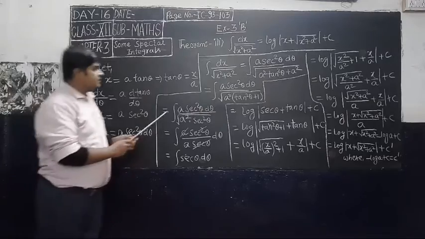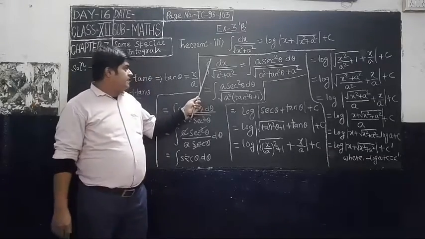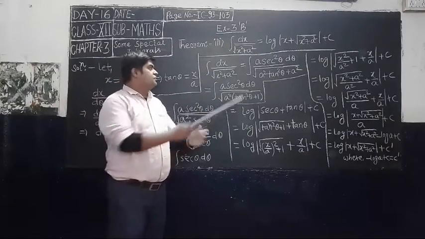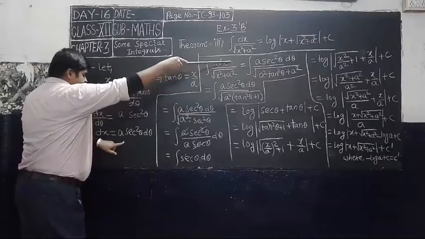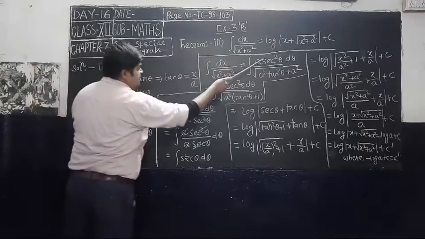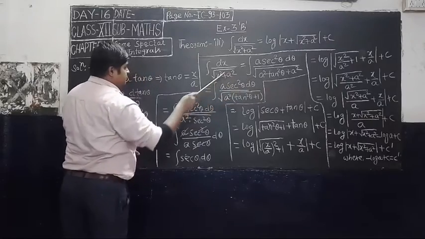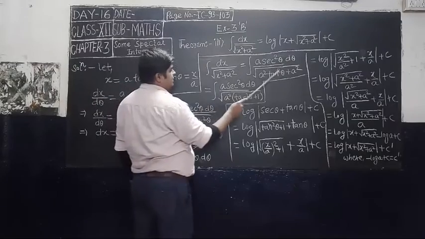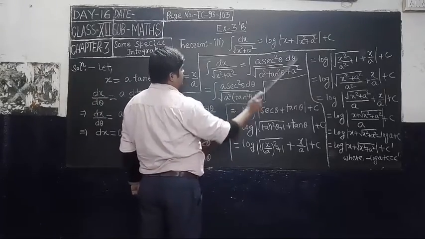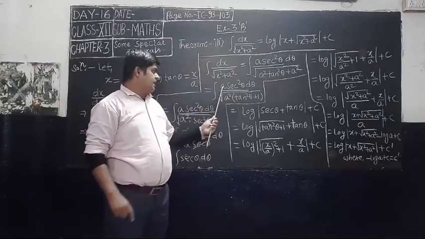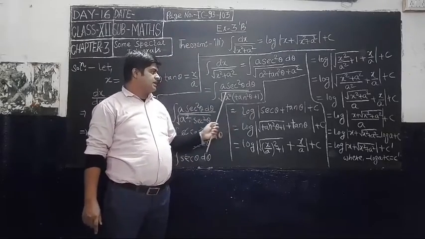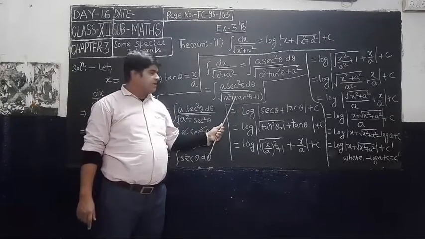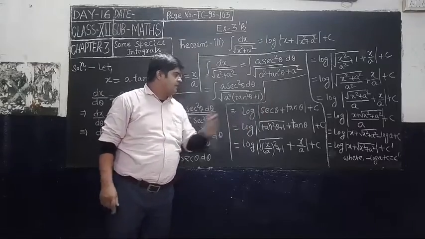Now you have to find the integration of dx by under root x square plus a square. You will put the value of dx is equal to a sec square theta d theta, and put the value of x is equal to a tan theta, so x square becomes a square tan square theta plus a square under root term. Integration a sec square theta d theta by under root, you will take a square as common, a square bracket tan square theta plus 1.